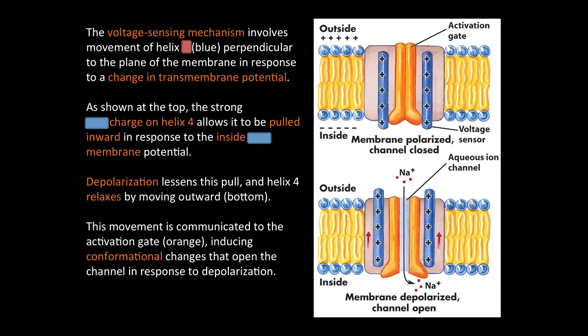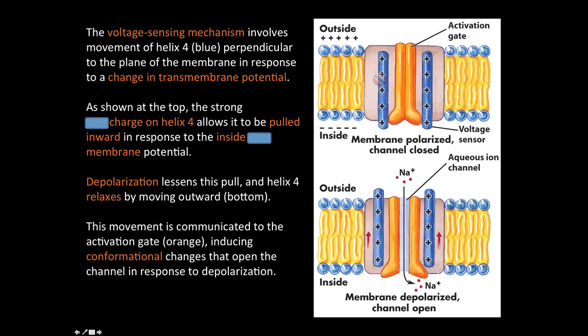Remember, the voltage sensing mechanism involves the movement of which helix? I know you know it, so give me the number. That's correct, it's helix 4, which is blue. So this is helix 4 here. Helix 4 is what we call the voltage sensing mechanism.